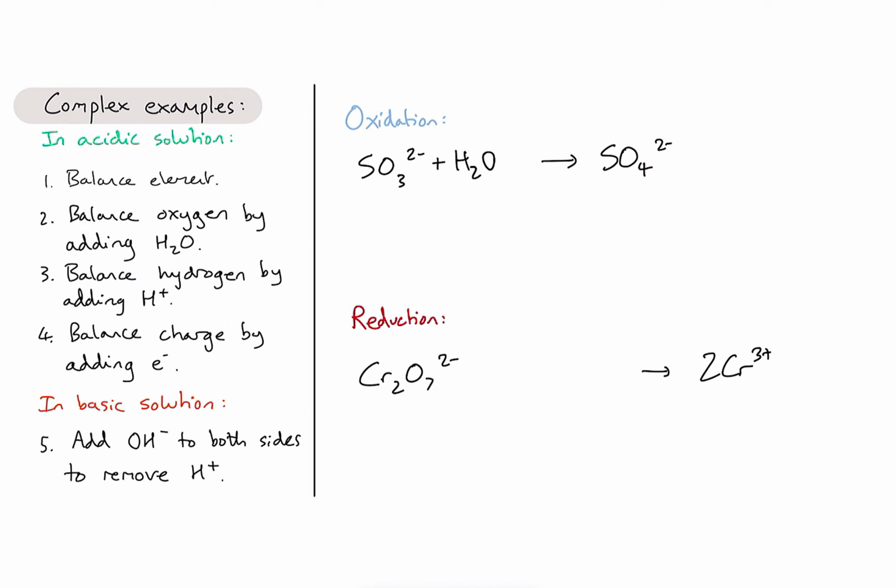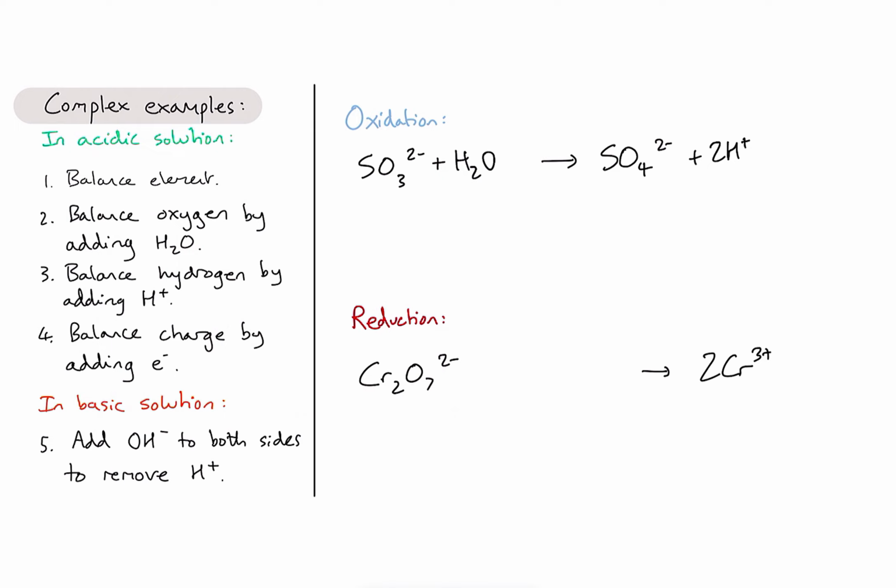So I've got 2 hydrogens from my water molecule, which means I'm going to have to add 2 H pluses on the right hand side in order to balance those. And then finally, if I'm doing this in acidic conditions, you'll see there is a 4th step, which is similar to our simple examples, and I need to balance the charge by adding electrons.